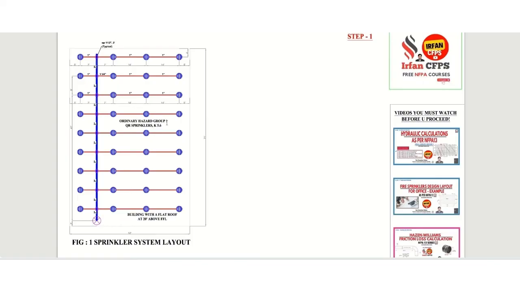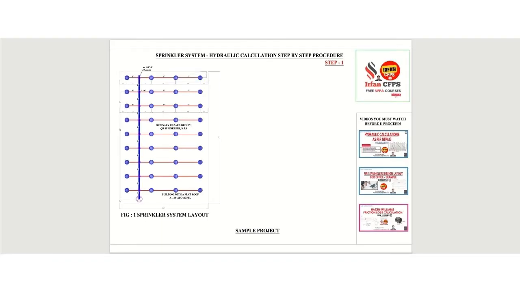For this building, we consider ordinary hazard group 1 classification, and also quick response sprinklers with K factor 5.6. The building height is about 20 feet above finished floor level. So we have provided all the data for this particular building. You have to watch the full video to understand the procedure of hydraulic calculations.